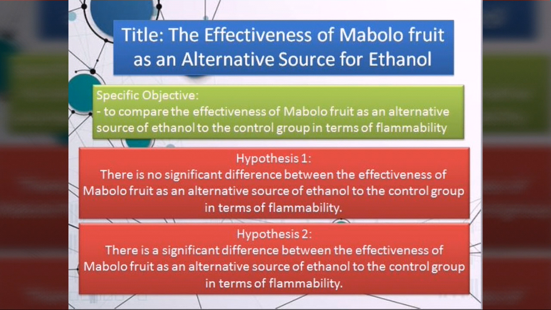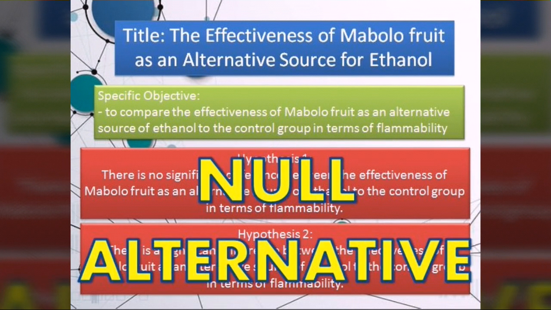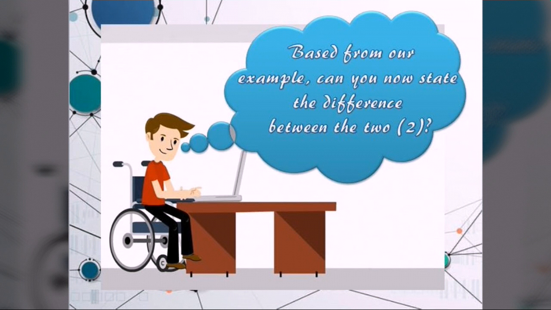I will give you 5 seconds to think. 5 seconds starts now. Okay, time's up. Let's check. Okay, hypothesis 1 is the null hypothesis and the second one is the alternative hypothesis. Okay, did you get the right answer? Based from our example, can you now state the difference between the two?